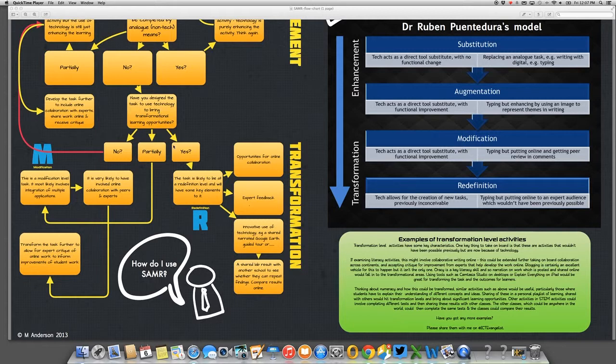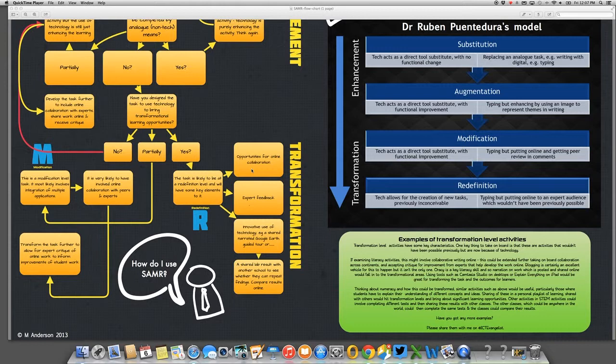If you said yes, that the technology that you brought in transforms the learning opportunity, then you're moving into the redefinition phase. And it says the task is likely to be at the redefinition level and will have some key elements to it. And then you move over here to this transformation. And this is where it gets really in depth. It would provide opportunities for online collaboration. It would be for an expanded audience, not necessarily just for their peers in their classroom.